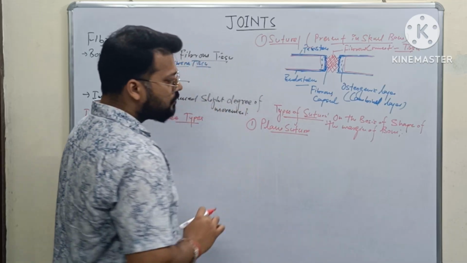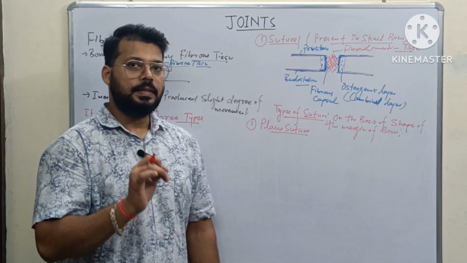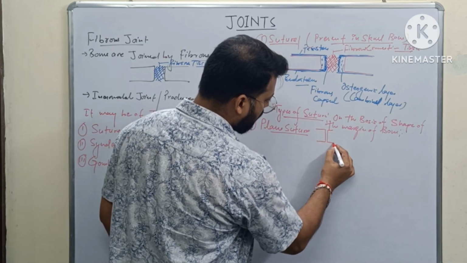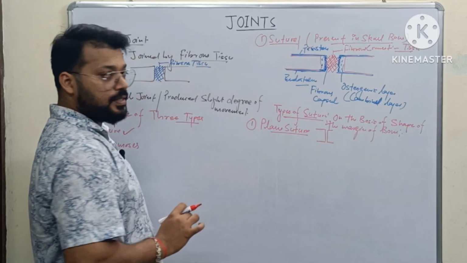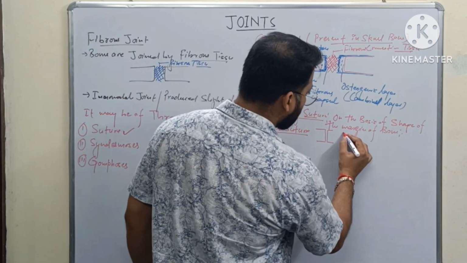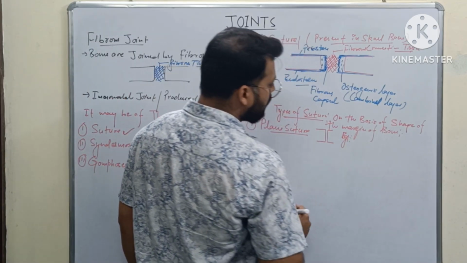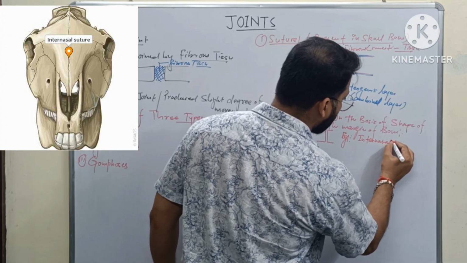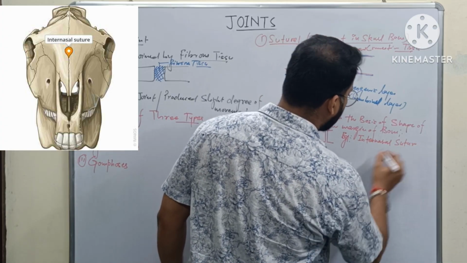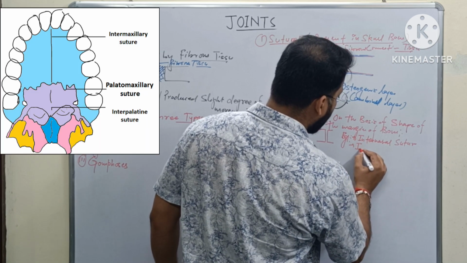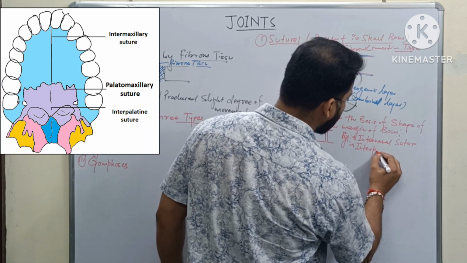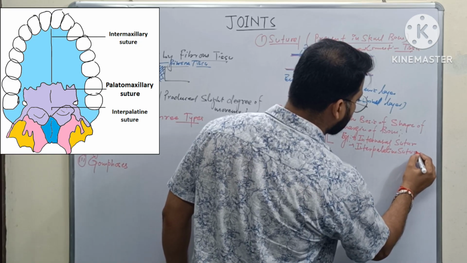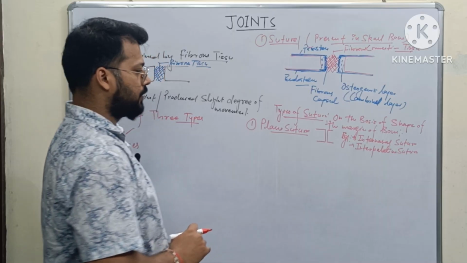Okay, in plain suture the margin of the bone is plain. Something like this. Plain होता है. Okay, then it is called plain suture, and the example of plain suture is internasal suture. Next is interpalatine suture. Okay, this is the plain suture.